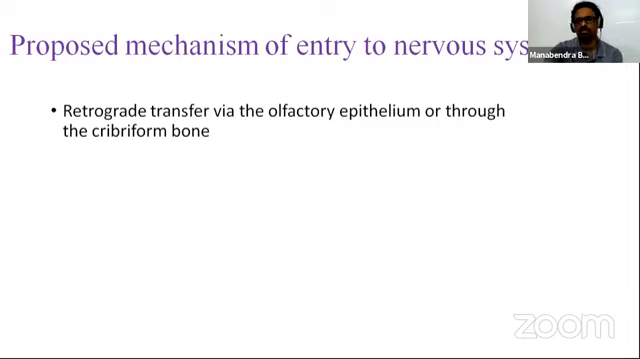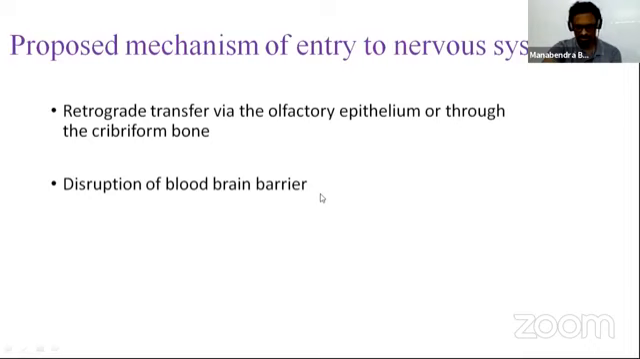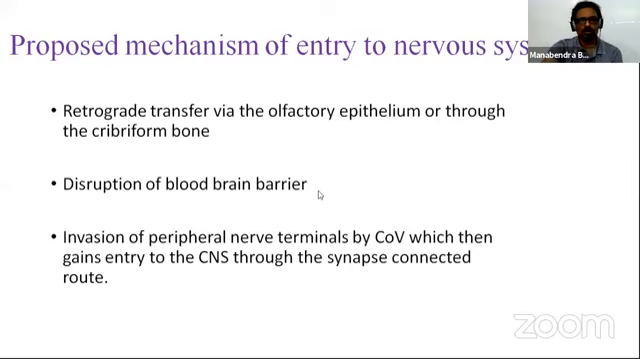And then there is disruption of the blood-brain barrier: through the hematogenous route, where the viremia stays, this virus can gain access to the nervous system through disruptions of the blood-brain barrier. And this virus can also invade the peripheral nerves, and from the peripheral nerves, through axonal transport, retrograde or anterograde, it can gain access to the nervous system. So these are the three established mechanisms by which the virus can gain access to the nervous system.